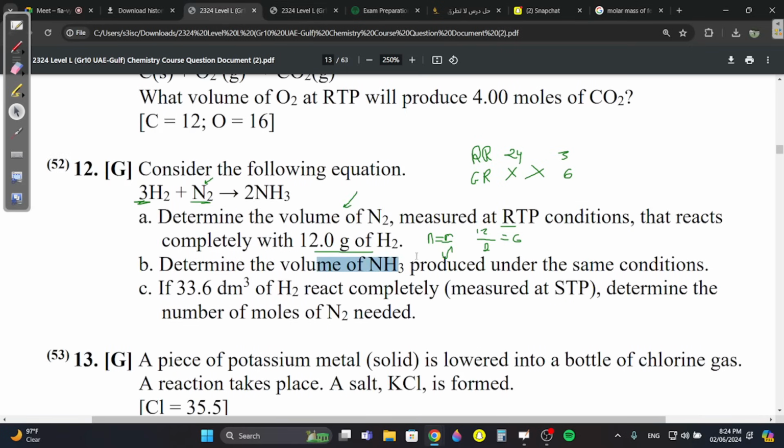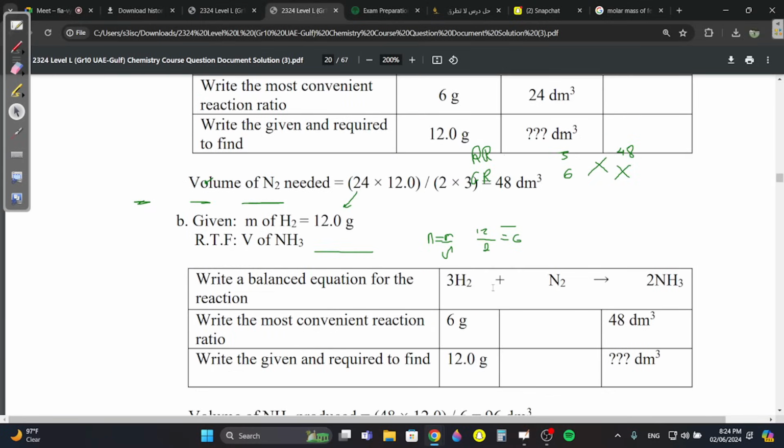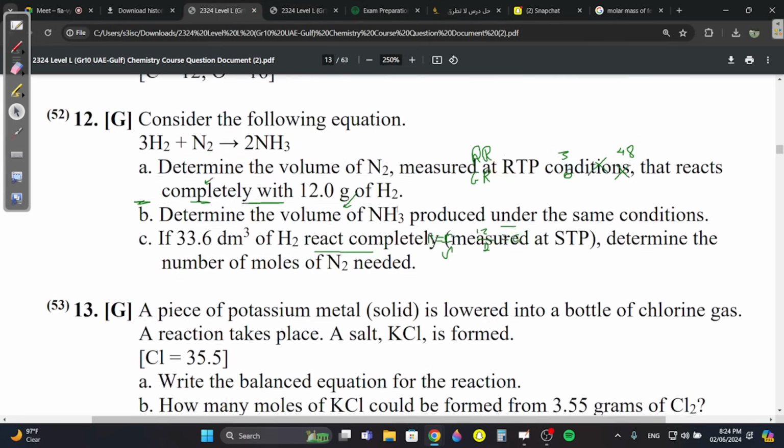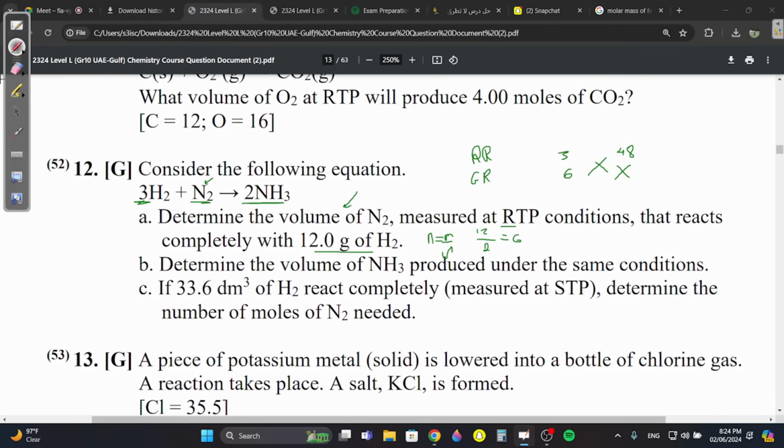Part B, determine the volume of NH3 produced under the same conditions. Okay, so same thing now, but we want the volume of NH3. So we have 2 moles of NH3, so 2 times 24, that's 48 in my reaction, right? How much do I have when it's 6? X, right? Cross multiply and I should get 96. Yeah, 96.